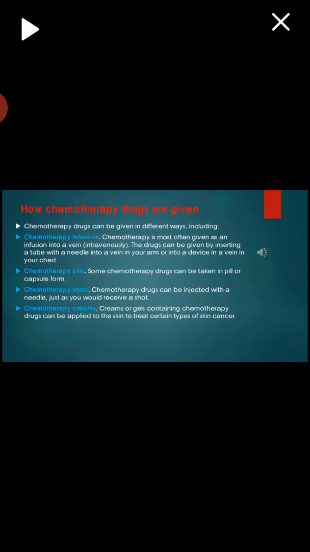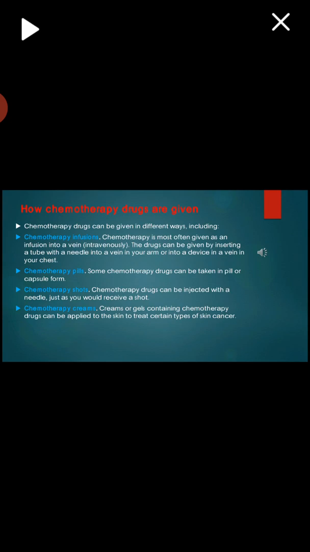How chemotherapy drugs are given. Chemotherapy drugs can be given in different ways. 1. Chemotherapy infusions. Chemotherapy is most often given as an infusion into a vein, intravenously. The drugs can be given by inserting a tube with a needle into a vein in your arm, or into a device in a vein in your chest.